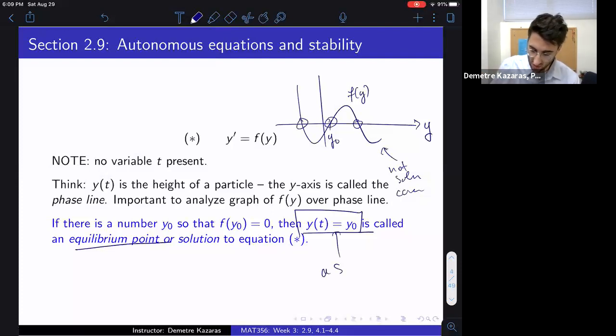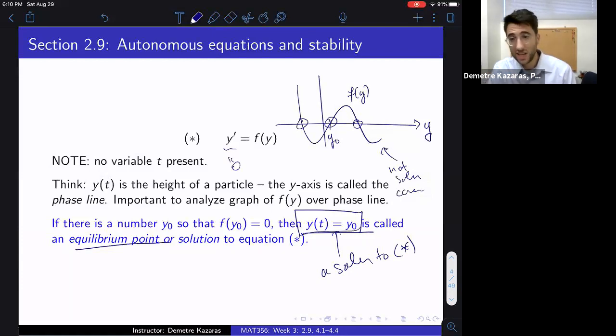This is a solution to the autonomous system because, on one hand, the derivative of this function on the left-hand side of the differential equation is 0. So this would be 0 for this constant function. And on the other hand, when you plug it into f, you get 0 because that's where we got it from in the first place. So this is also 0. So these constant functions solve the differential equation. That justifies the name equilibrium solution as well.